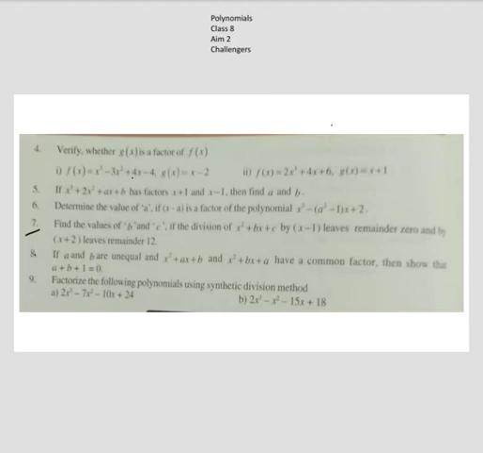Find the values of b and c if the division of x square plus bx plus c by x minus 1 leaves a remainder 0, and by x plus 2 leaves 12. Okay, so what is the question? First we will understand. We have to find the values of both b and c. One more hint is that if it is divided by x minus 1, 0 is the remainder. If it is x plus 2, then it is 12.